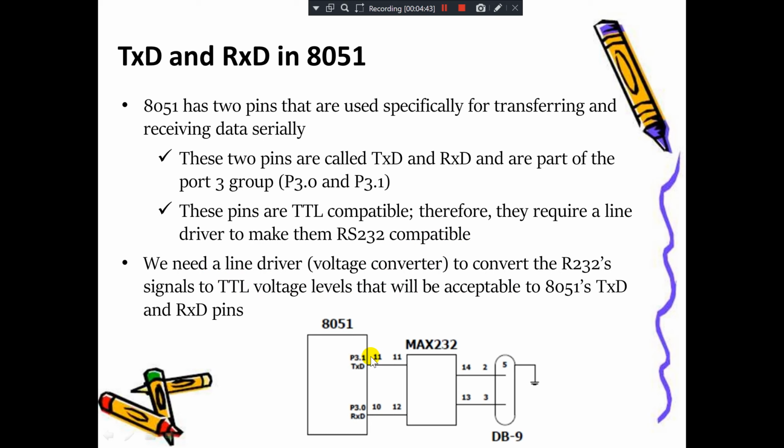8051, P3.1 and P3.0, MAX232. So here, as shown pictorially in the diagram, when the 8051 is connected to the DB9 connector, it has to go through the MAX232. As we already discussed, it requires a converter, that is a level converter. Here the MAX232 acts as a level converter between the DB9 connector, that is RS232, and the 8051.